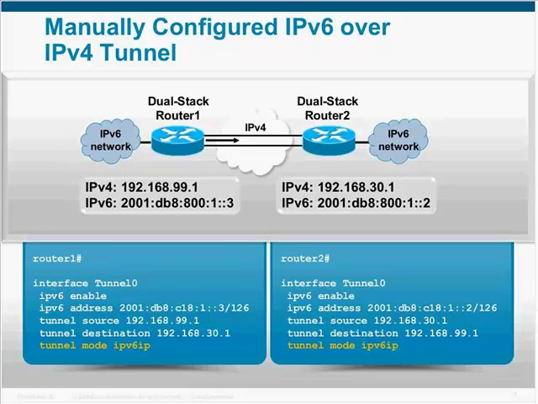This configuration example is actually the exact same as the one before, but this time it is for a manually configured IPv6 over IPv4 tunnel. So the only thing that changes in here is actually the tunnel mode, which is set to IPv6 IP instead of GRE.